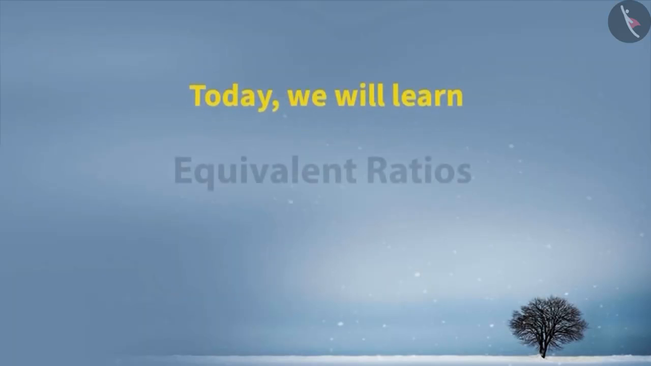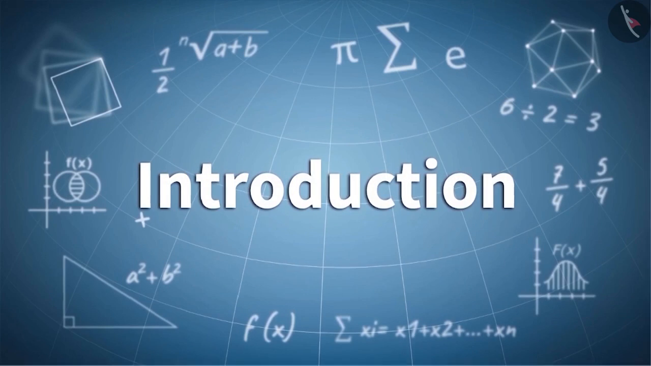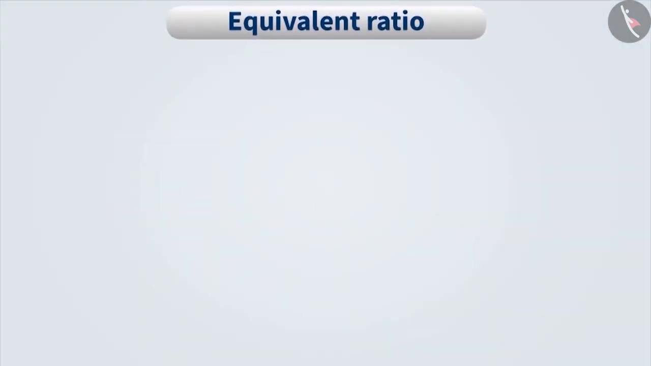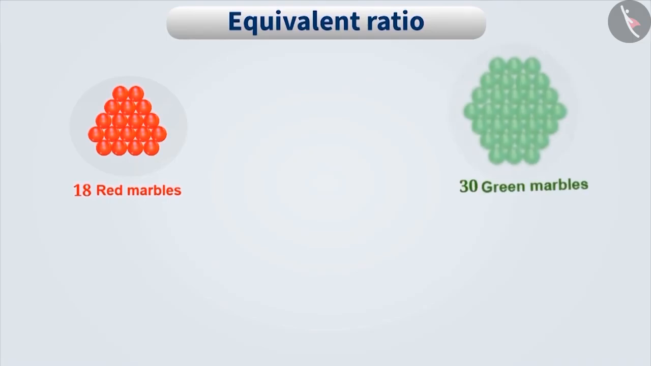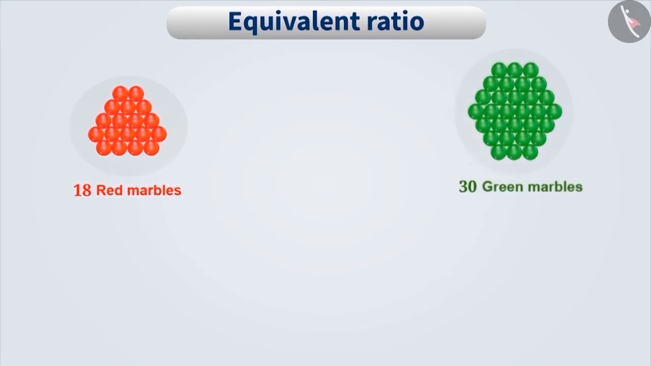Today, we will learn about equivalent ratios. Rahul has 18 red marbles and 30 green marbles. Here, the number of green marbles is higher. Can you tell me how many times is the number of red marbles of the green marble?